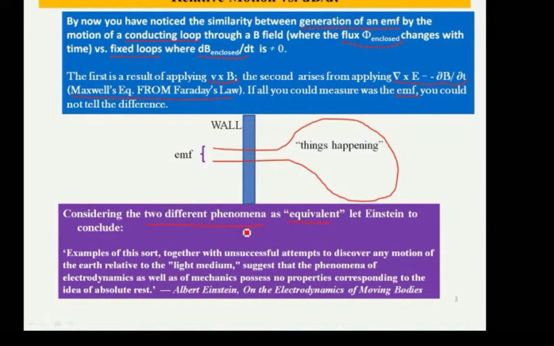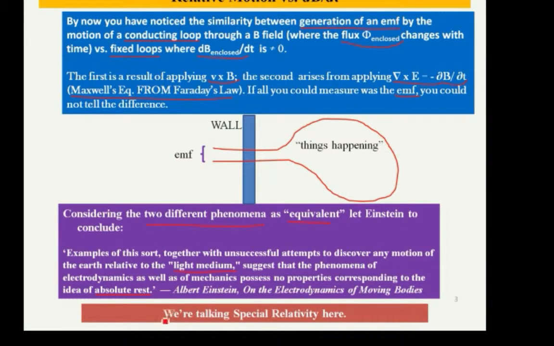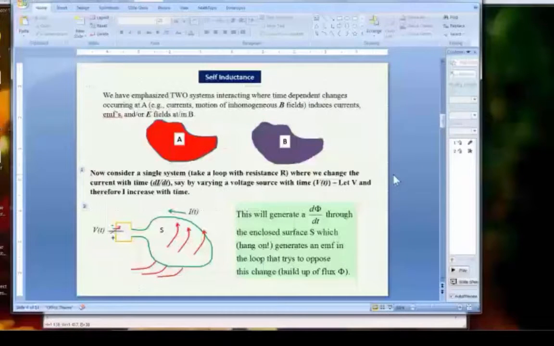And so that led Einstein to conclude that examples of this sort, together with the unsuccessful attempts to discover any motion of the Earth relative to the light medium, this was the search for ether, suggested that the phenomena of electrodynamics as well as mechanics possess no properties corresponding to the idea of absolute rest. This was an important thing, and so what we're really talking about is the foundations of special relativity. So I wanted you to see that what we were studying actually had a big impact on the development of relativity.